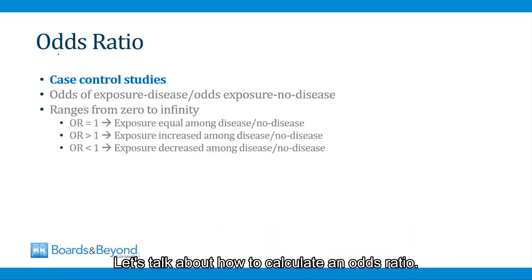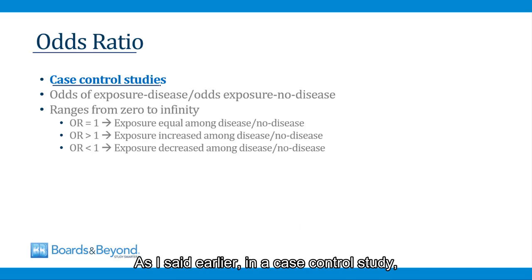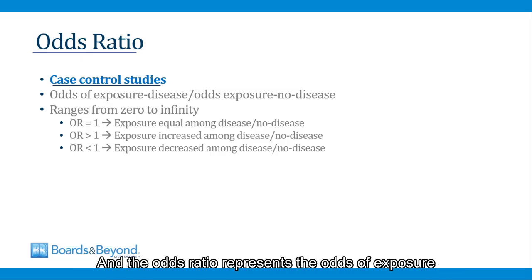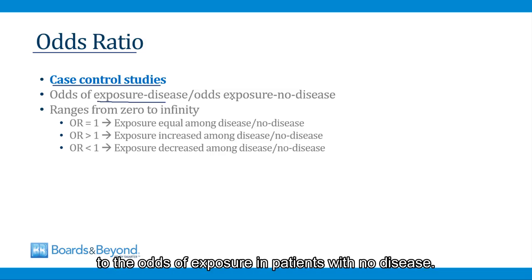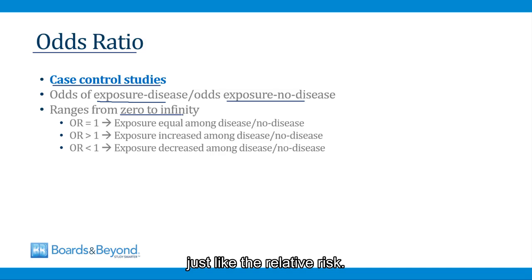Okay, moving on, let's talk about how to calculate an odds ratio. So an odds ratio is calculated from the data from a case control study. As I said earlier, in a case control study, you can't calculate a relative risk. You must instead calculate what's known as the odds ratio. And the odds ratio represents the odds of exposure in patients who have disease to the odds of exposure in patients with no disease. It's a number that ranges from 0 to infinity, just like the relative risk.